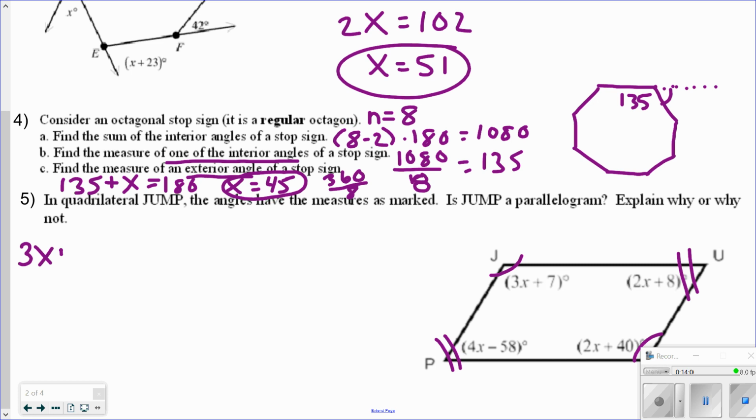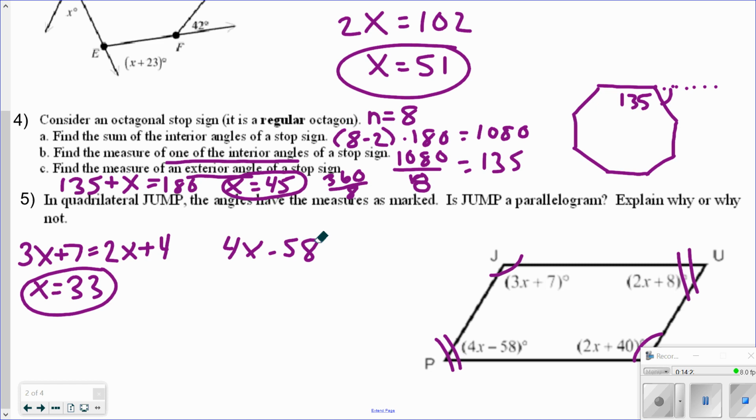So 3x plus 7 is equal to 2x plus 40. If I solve for x here, I end up getting that x is equal to 33. Let's look at the other two opposite angles, U and P. So I'm going to set those equations equal to each other. So 4x minus 58 is equal to 2x plus 8. And if I solve for x, I end up getting that x is equal to 33.